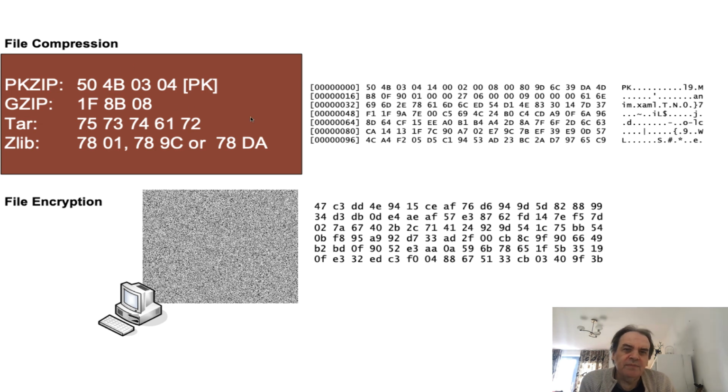Okay, so here's an example. There's our PK-zip file. When we look at our file encryption file, and we illustrate it in terms of the intensity of each byte in grayscale, this is what it looks like. So an encrypted file, when visualized, just looks like random noise.